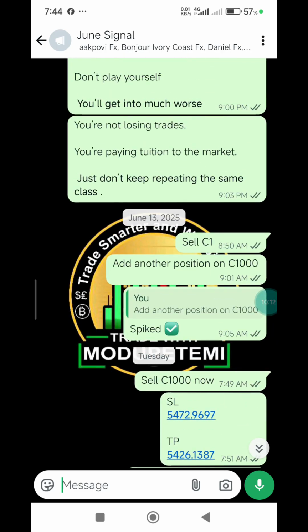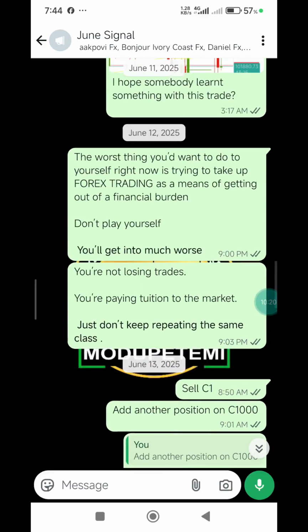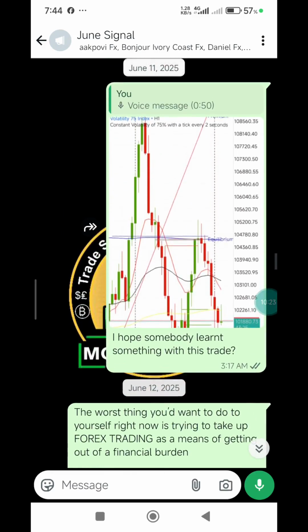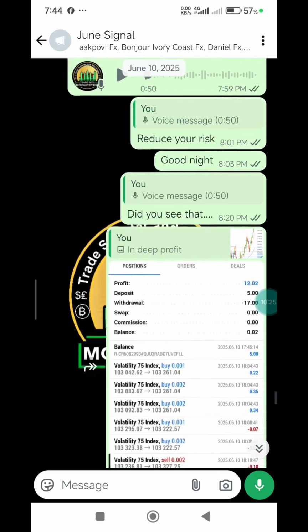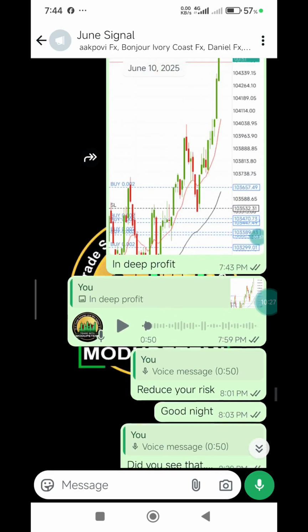Look at this, another one, 8:50. So I have my time. I don't just give them signal anyhow. I give them high profitable signal that everybody will be in trading. So that is how I want it. That is how you trade. So a good risk management is there.